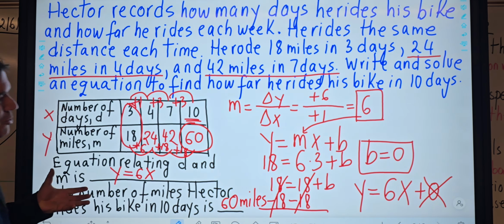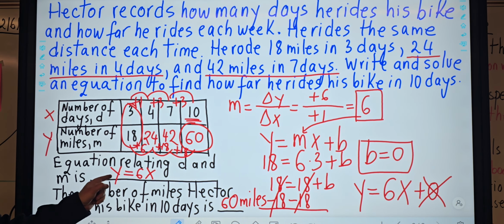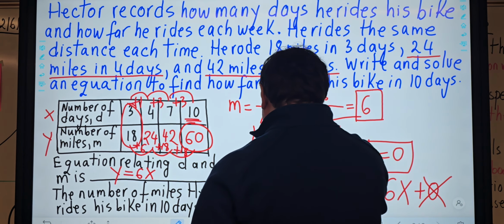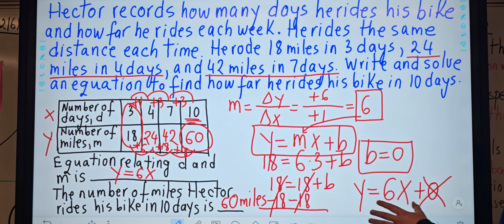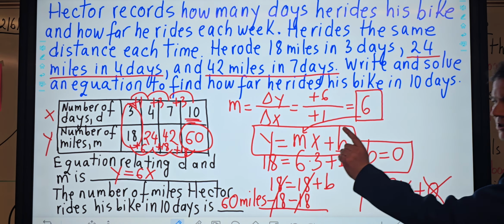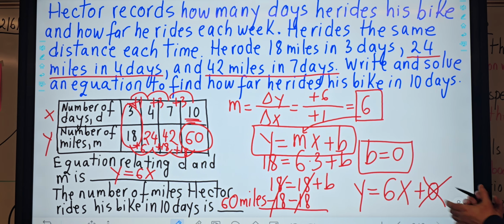So, as you see, we are able to use a function table, and then we wrote an equation, y equals 6x, in the form y equals mx plus b. Using the equation, solving it for y, we were able to find that Hector rode 60 miles in 10 days. Let's look at another problem now.